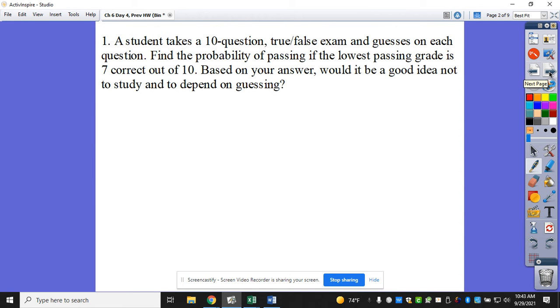Alright, so a student takes a 10-question true-false exam and guesses on each question. So what kind of problem is this? Binomial.